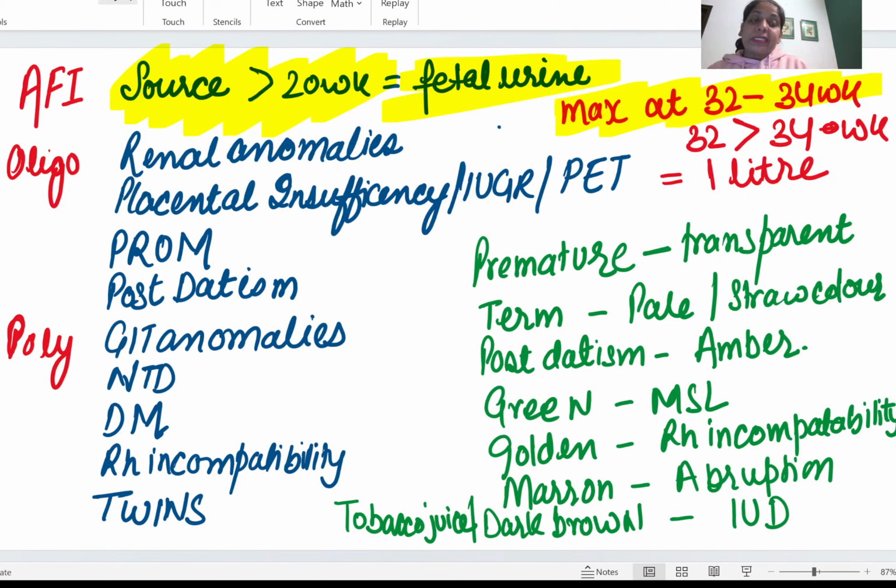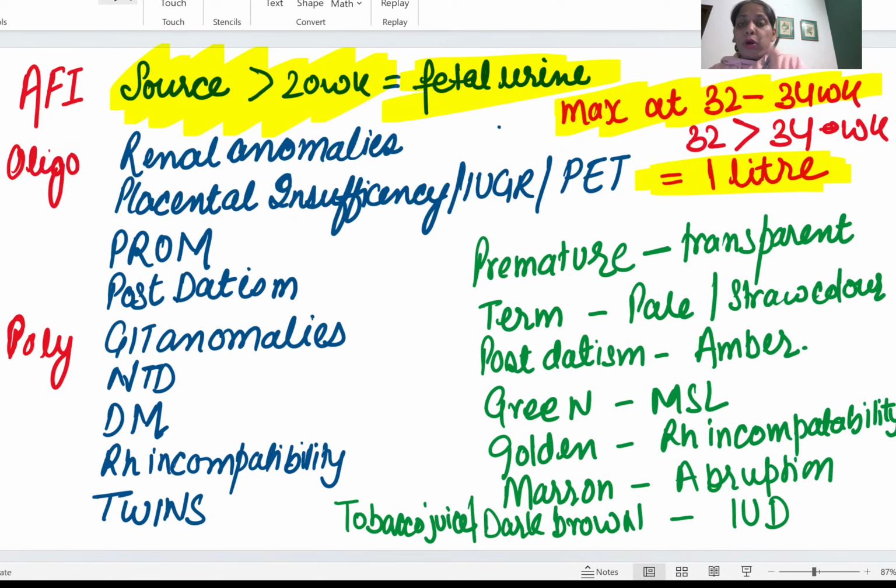Quite often students ask that, ma'am, if 32 and 34 both are given, then you have to mark 32. Okay, then you have to mark 32. Okay, and what is the amount of amniotic fluid? It is more than 1 liter.